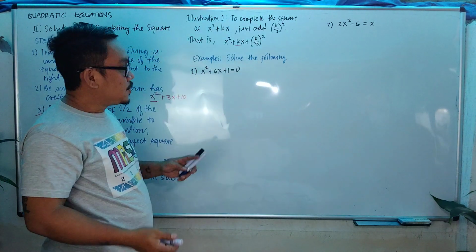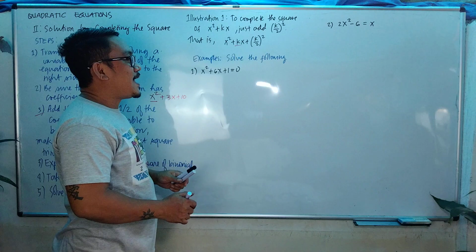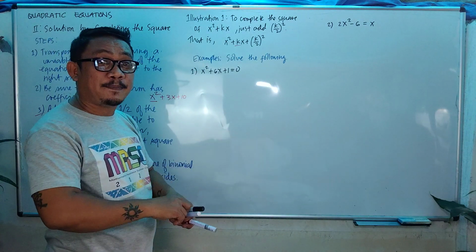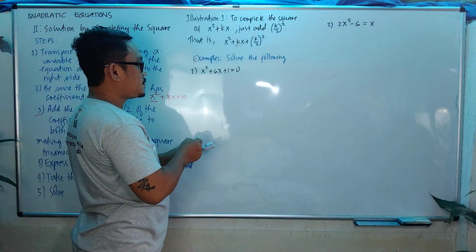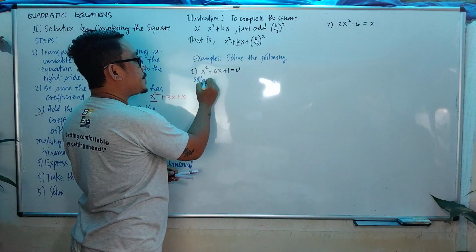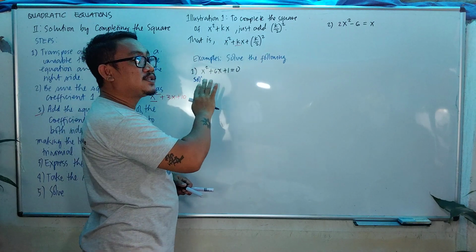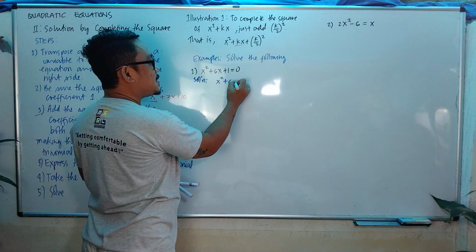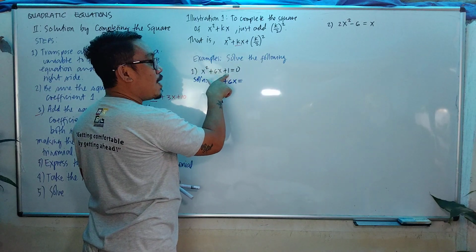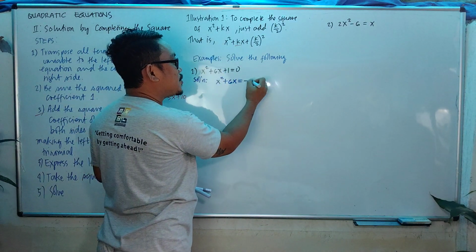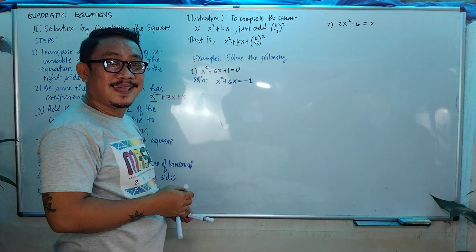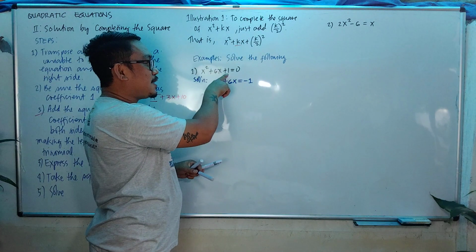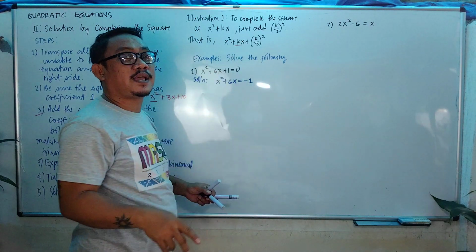So solve x squared plus 6x plus 1 is equal to 0. What is our first step? We transpose the constant to the right side. So what remains is x squared plus 6x is equal to negative 1. Can you follow? We moved positive 1 to the right side, so that becomes negative 1.